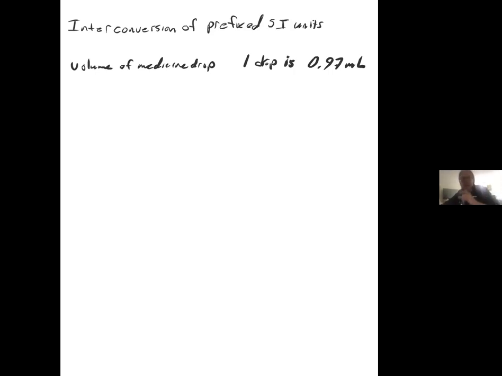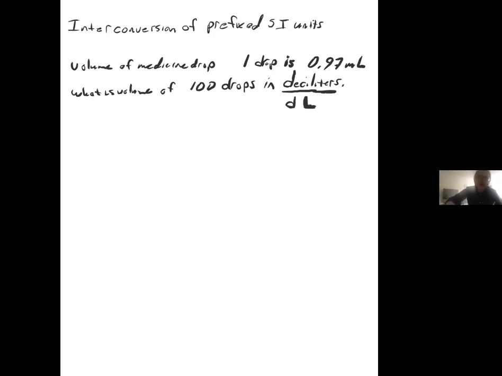Okay. And then they want to know, what is the volume of 100 drops in deciliters? So a different prefix. So deci, D, liters is the volume, right? So DL for deciliters. So a little tricky here.